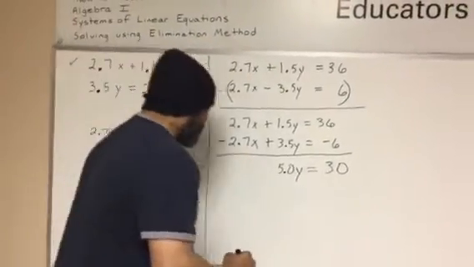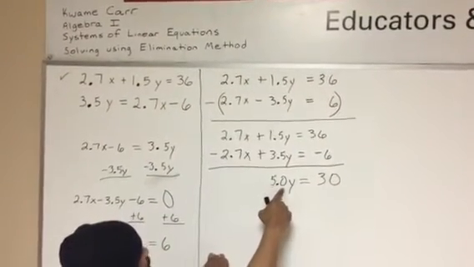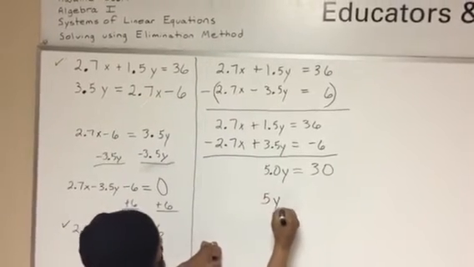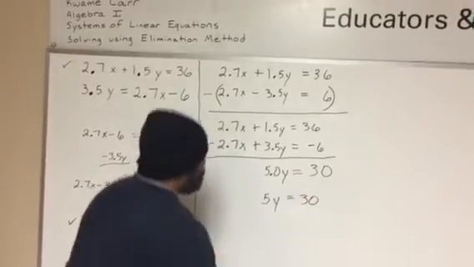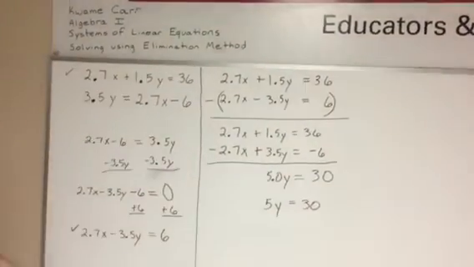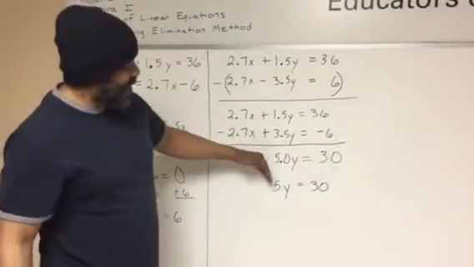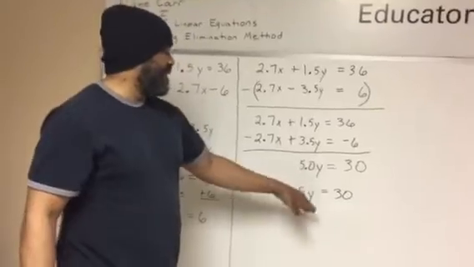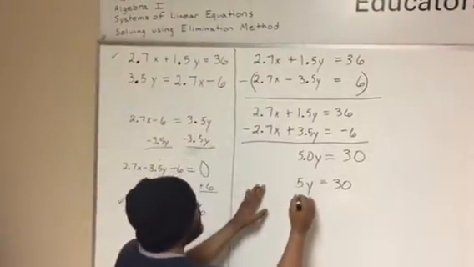Now also, if you're an algebra student, you already know you don't need that 0.0 on the back. 5.0 is the same thing as 5, which is what I've written. I've got 5y equals 30. And of course, you know that is a one-step equation. That is a multiplication equation. So 5 times y equals 30, or 5 times what equals 30. You know the answer.